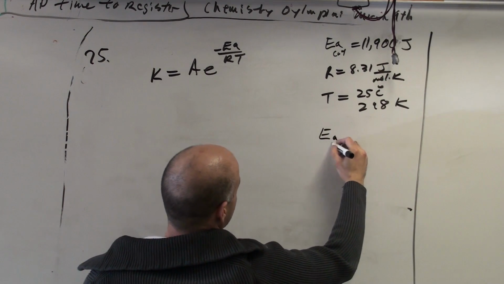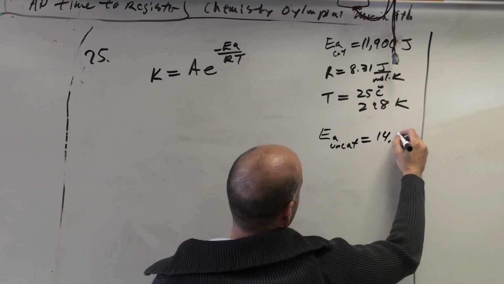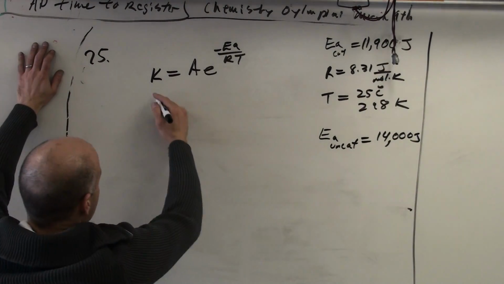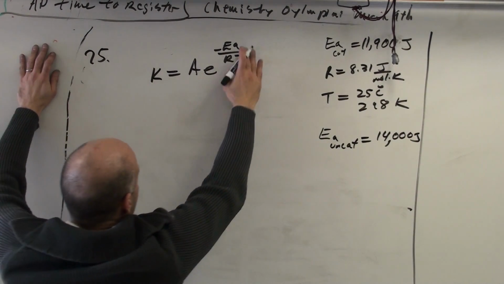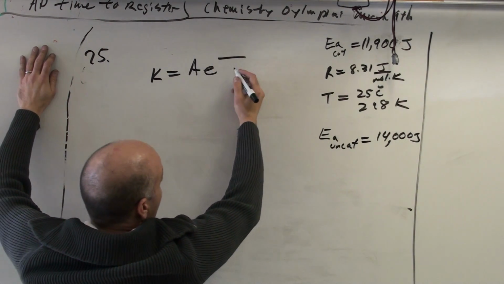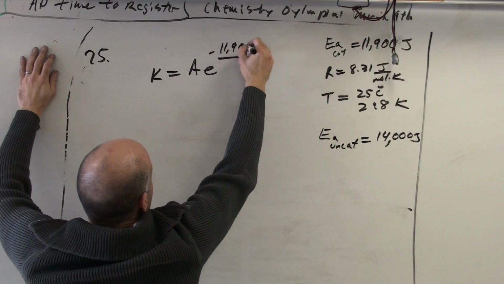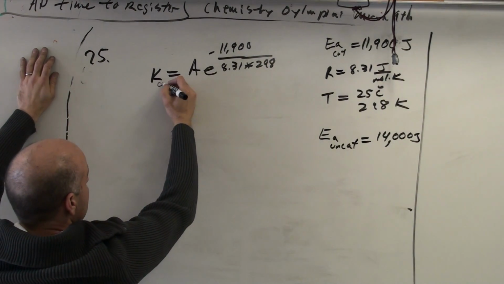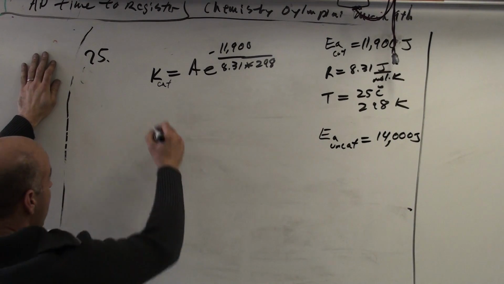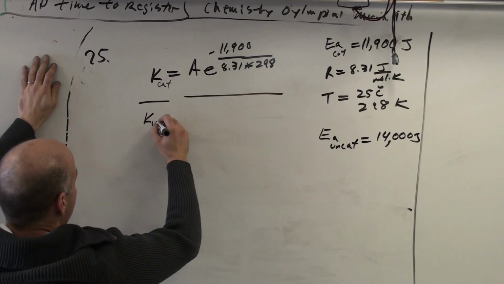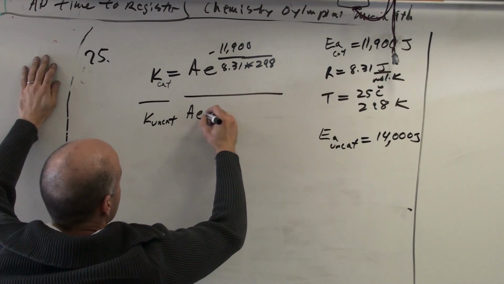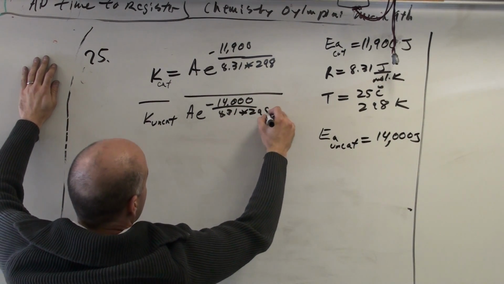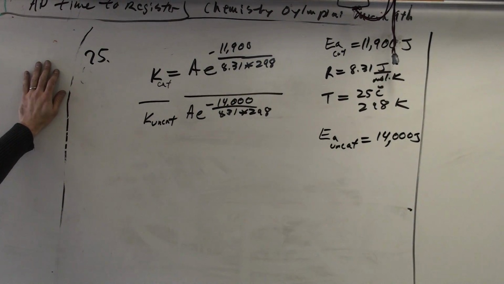So the uncatalyzed is at 14,000 joules, and the other two variables stay the same. So if I plug in the uncatalyzed on top, that's the catalyzed, and then I'm going to set up a ratio of the uncatalyzed. That's what I've got. So I'm going to kind of simplify it a little bit.